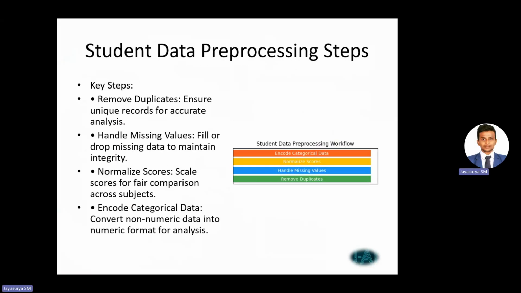So here we have some of the data pre-processing steps before getting into the visualizations. Pre-processing is very crucial for ensuring a clean and reliable data set. We start by removing the duplicates first, so each student is counted only once, right? Next, we will be handling the missing values, either filling them or dropping the row completely.